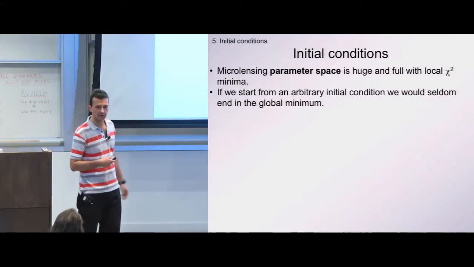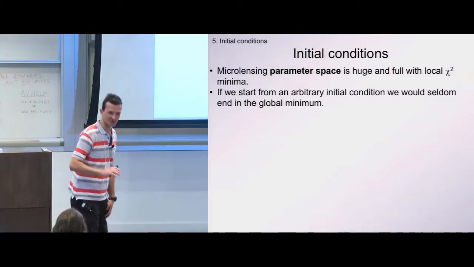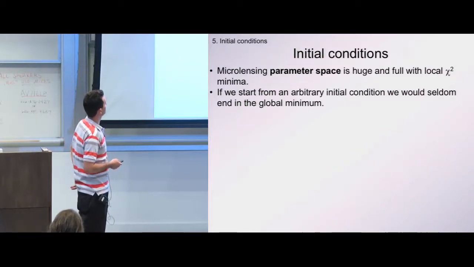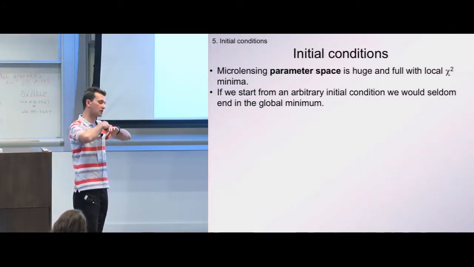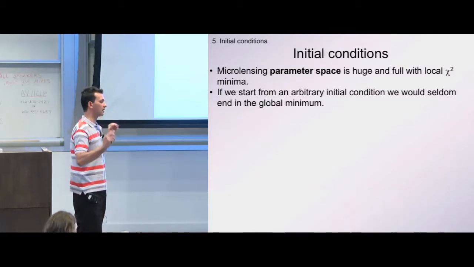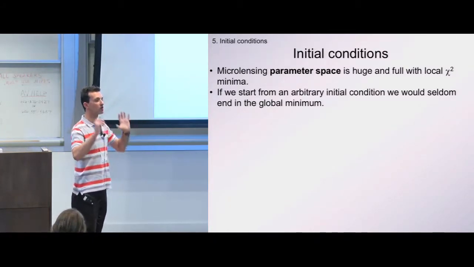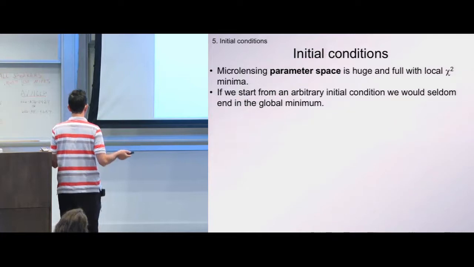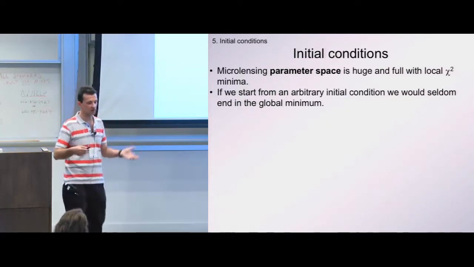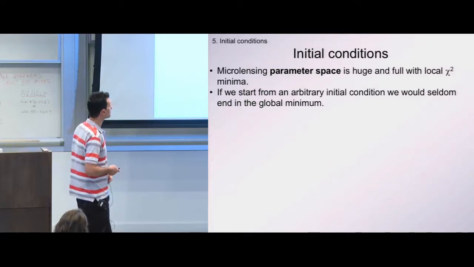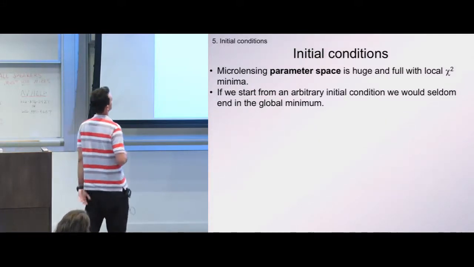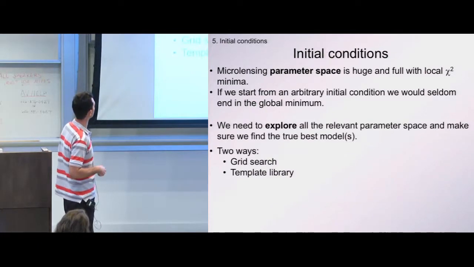Okay, now we have exactly 0 time for the initial conditions problem. So I will try to be as fast as possible. Now, the problem is that all the things that I've said up to now assume that you are already close to the minimum, which is not easy, as I told you before, because there are many possible degeneracies, and the microlensing space is huge. So starting from an arbitrary point will never give you the correct solution in practice. So you need a theory of initial conditions in order to choose the correct initial conditions.